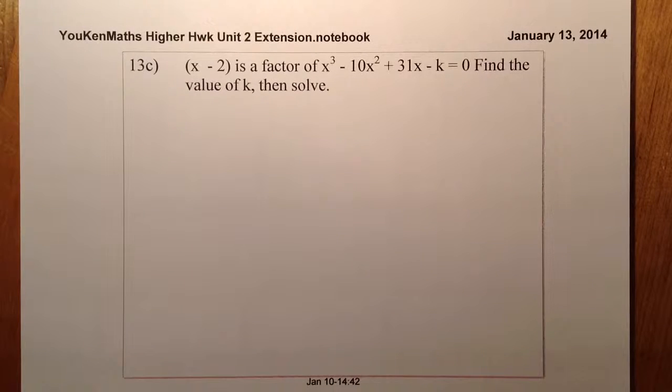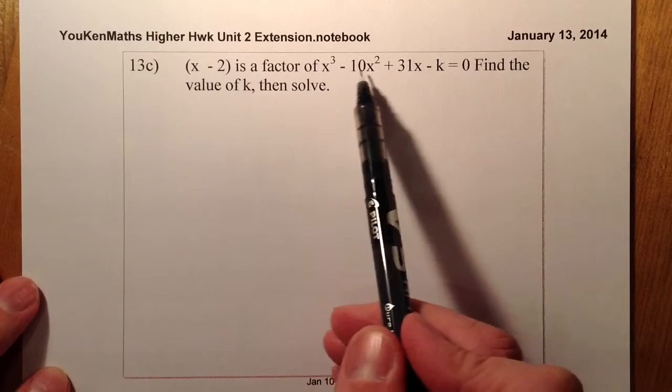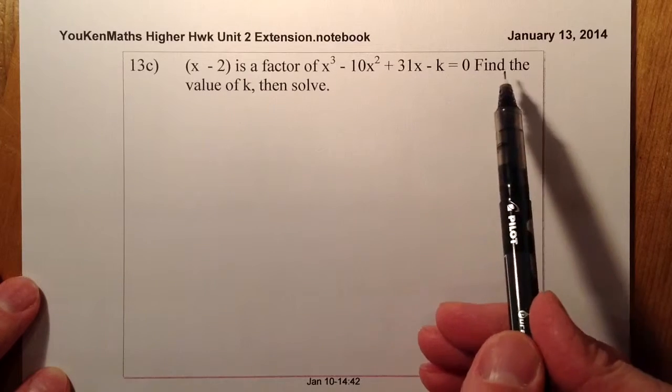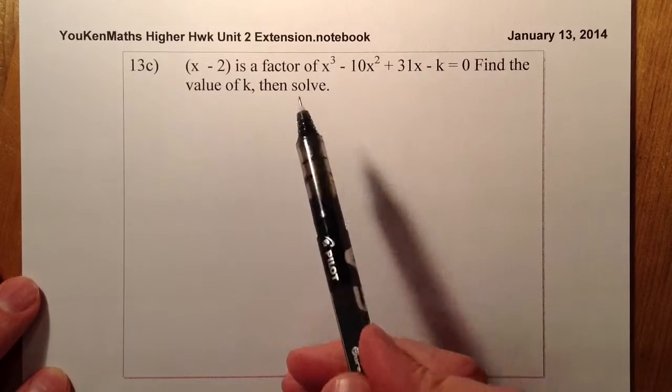This is Higher homework, Unit 2 extension work, and we're working on question 13, which is work on polynomials. We'll do C and D in this clip. For C, x minus 2 is a factor of this polynomial. I'm missing a value. Find the value of k first of all, and then I have to solve it.